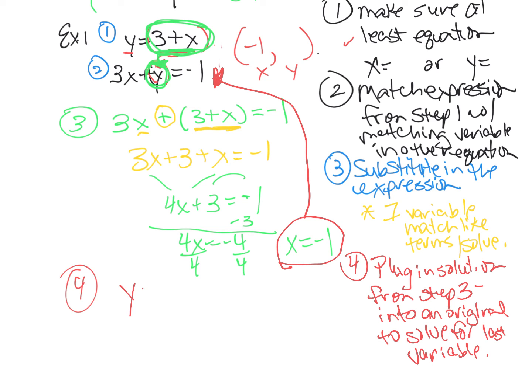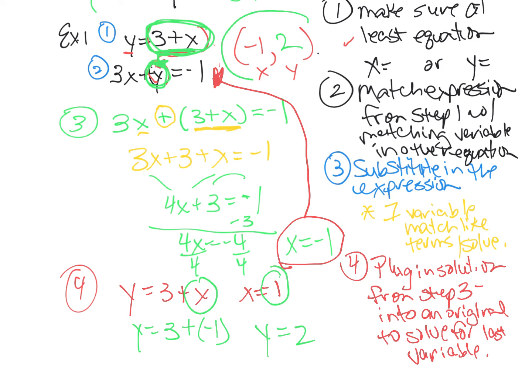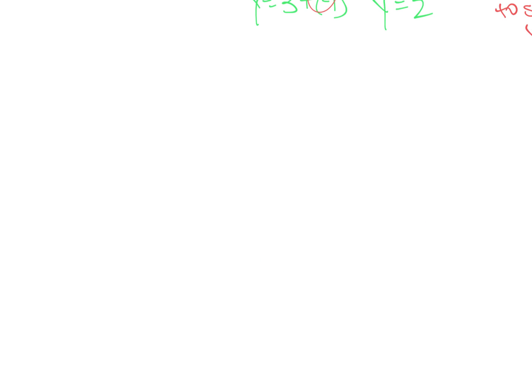So I have y equals 3 plus x, and I'm saying x equals negative 1. So I'm going to plug in x is negative 1 here. So we have y equals 3 plus negative 1, or 3 minus 1, means the same thing. So y equals 2. So my solution here is negative 1, 2. So remember, you have to write your solution as an ordered pair. Okay, let's look at one last one.